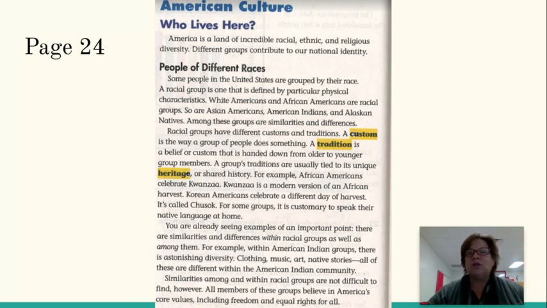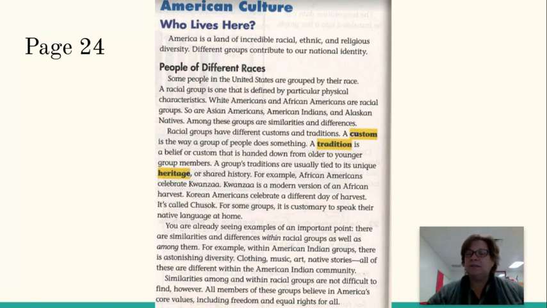American culture. Who lives here? America is a land of incredible racial, ethnic, and religious diversity. Different groups contribute to our national identity. People of different races. Some people in the United States are grouped by their race. A racial group is one that is defined by particular physical characteristics. White Americans and African Americans are racial groups. So are Asian Americans, American Indians, and Alaskan Natives.